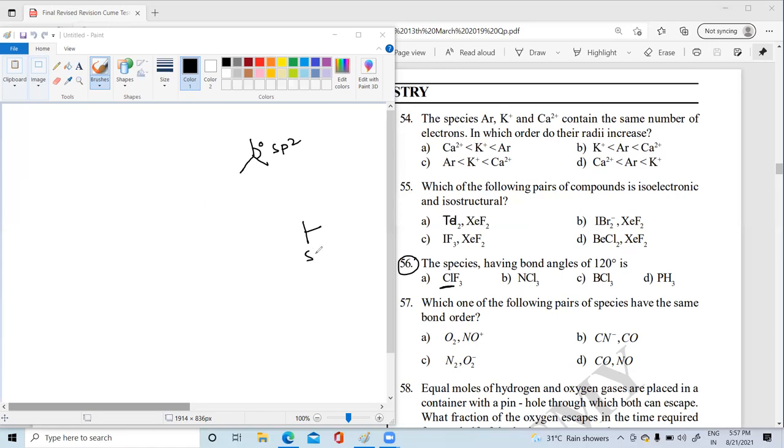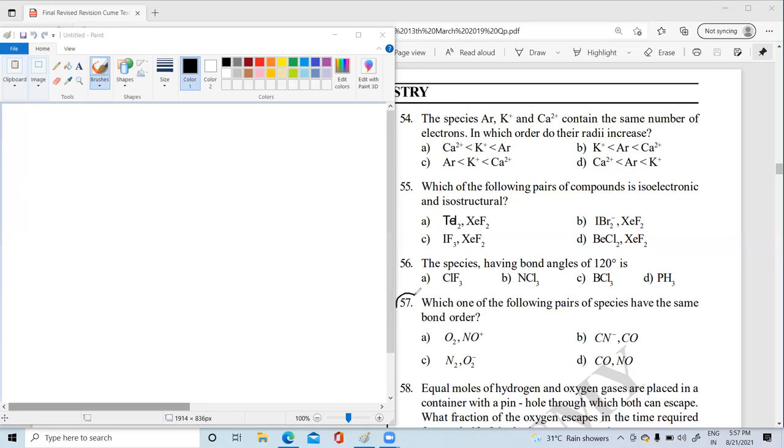So it is sp3d structure, and NCl3 is sp3, but it has one lone pair, so you will get less than 120. And BCl3 is sp2 hybridization, 120 bond angle. So the answer should be C, students. Phosphine also should be sp3 hybridization. Okay, so the answer should be C, students.